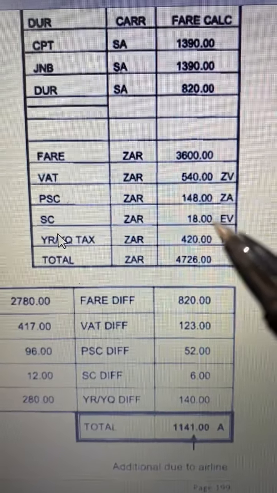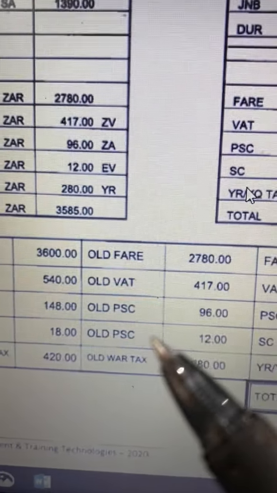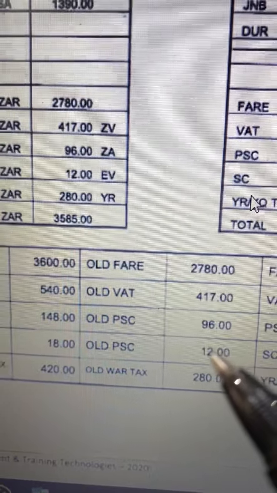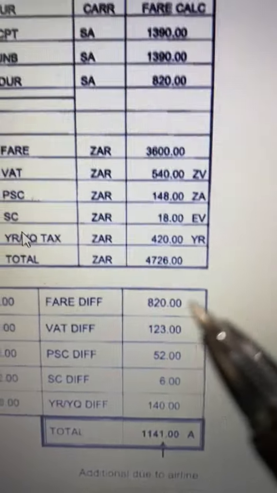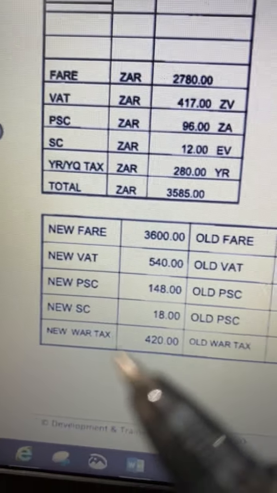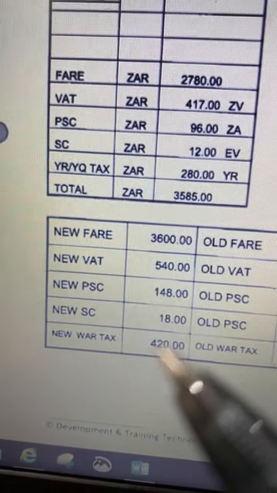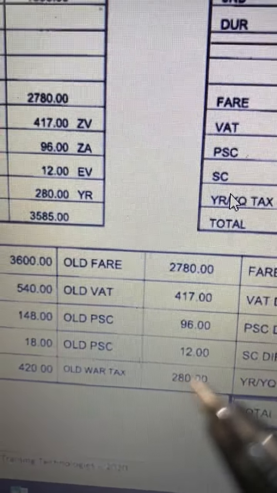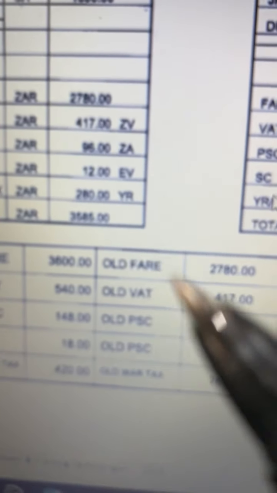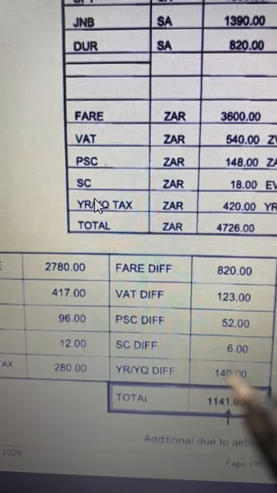We have the new SC. There's my new SC, 18. We subtract the old, there's the 12, and we get our difference. And the last, of course, is my YRYQ, 420. There's the new one, 420. So the new YRYQ minus the old. There's the old. And there's your answer, 140.